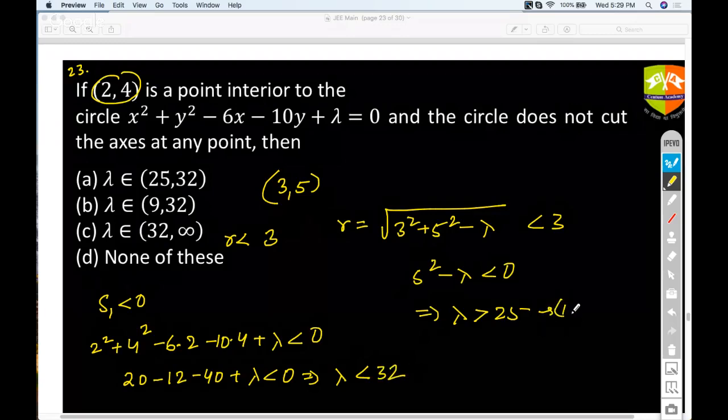So combining these two conditions, I can say that your lambda lies between 25 to 32. That means option number A is going to be correct.